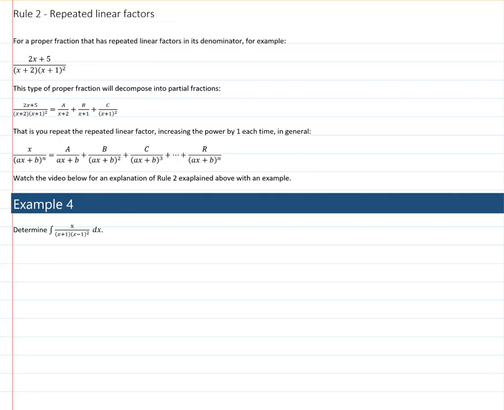All right, so when we have a repeated linear factor, basically what we need to do is rewrite the proper fraction as A over x plus 1 plus B over x take 1, and then we repeat the thing again, so C over x take 1 squared, and we keep going until we reach that power. So that's what I'm trying to say with this up here.